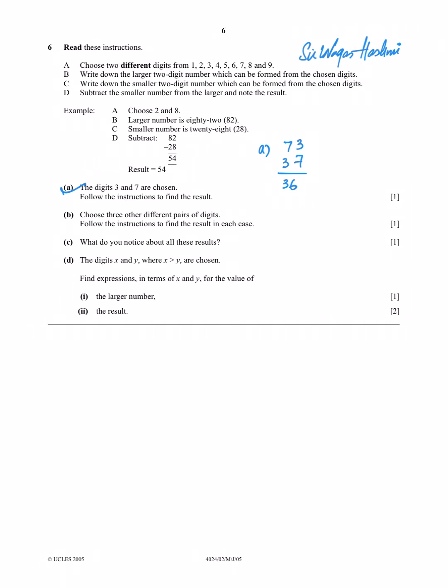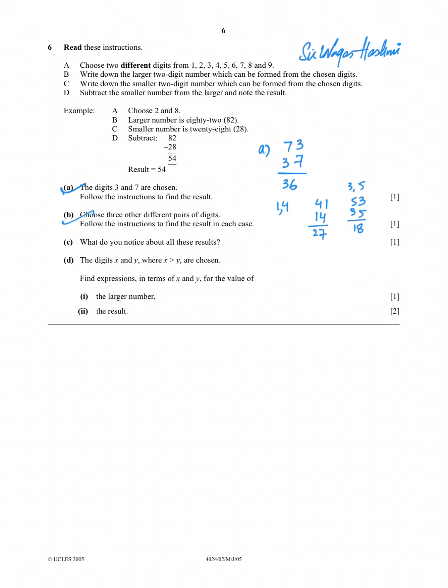Next part, it says choose three other different pairs of digits. So let's suppose I am saying that it's 1 and 4, right? So the highest number is 41, the lowest number is 14. So 41 minus 14, it's 27. Similarly, I can say that now it's 3 and 5. So highest number is 53, lowest number is 35. 53 minus 35 leads to 18, and so on. So that is your part B answer. You need to attempt for one more.